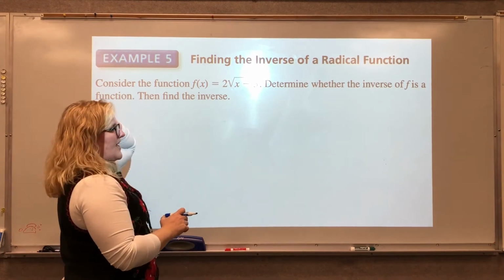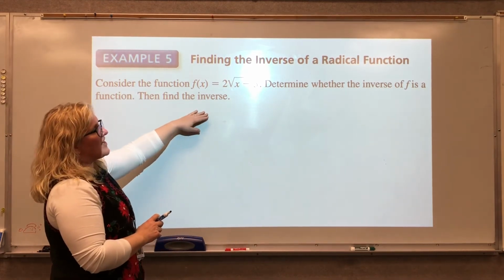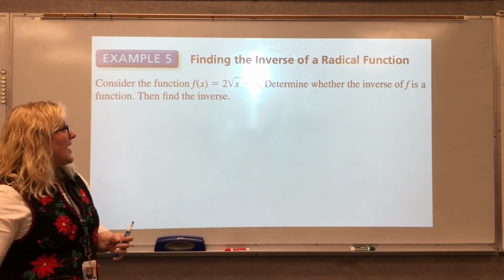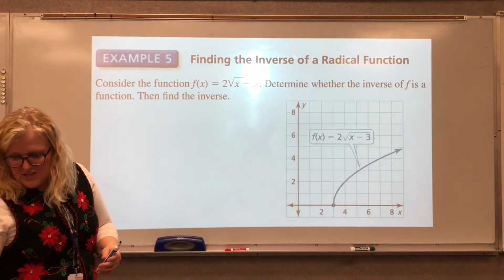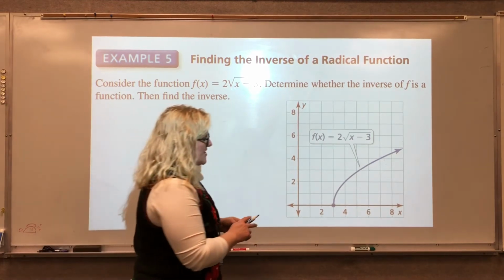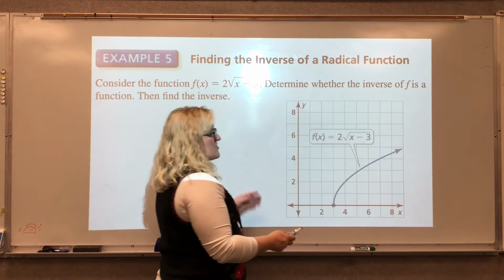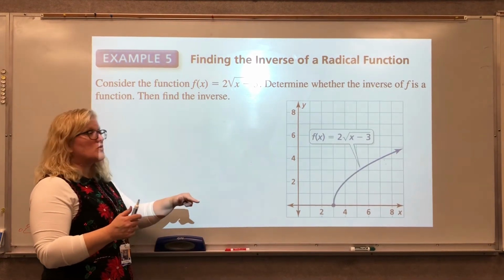Now finding the inverse of a radical. First of all, again, determine whether the inverse of f is a function. So we would graph it first, and then find the inverse. So here is the graph. Does it pass the horizontal line test? It does. So the inverse would be a function.